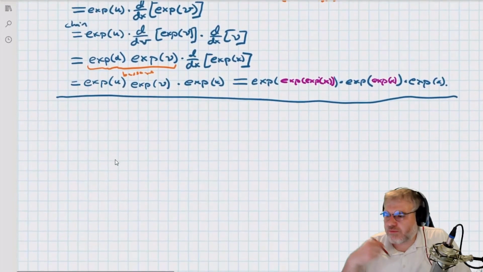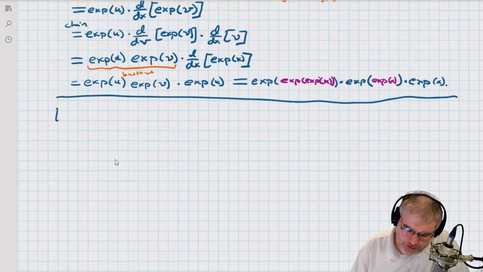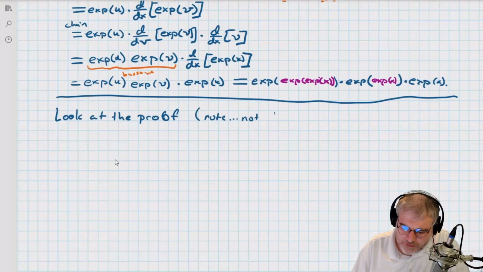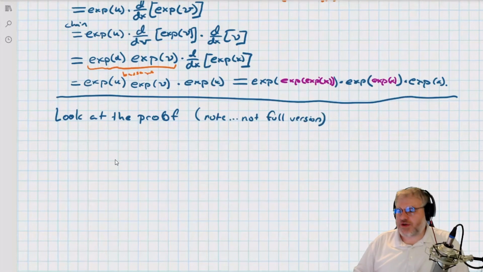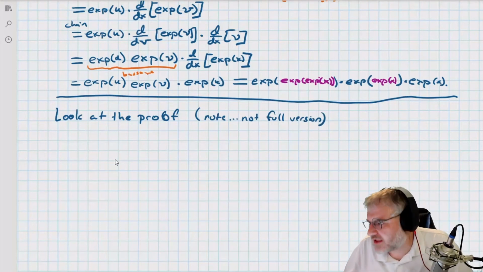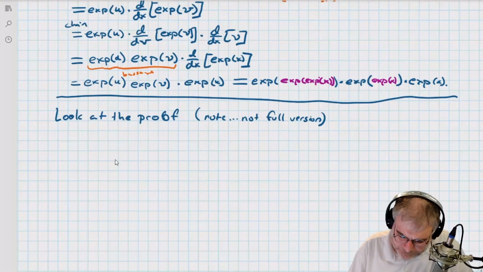Okay. So what we want to do is look at the intuitive proof. We don't want to do the full version, because the full version has you deal with a bunch of functions that we don't really care about. We care about nice, well-behaved functions. Okay? So here's the intuition.